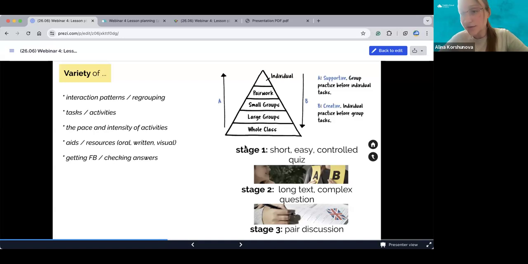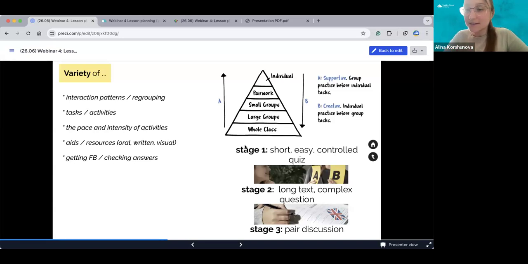Then think about resources. They might be oral, written, visual, even if you work with a text. You might add pictures to have a lead-in. You might add some oral resource: you can ask them to discuss what they've read and give them an example of a person who speaks about that text. So it will be an oral resource, like a recording or whatever.